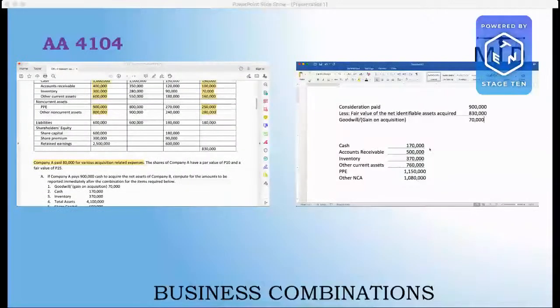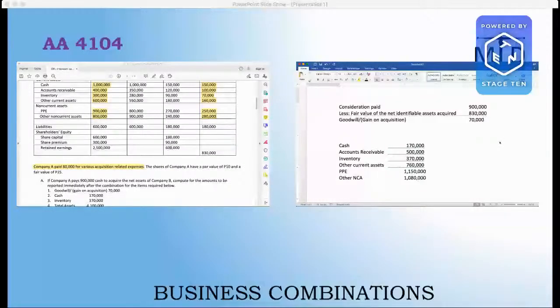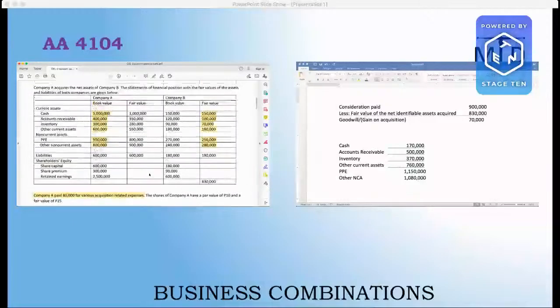In case the amount that results from this computation is a negative amount, that would mean you have a negative goodwill or a gain on acquisition. Okay, so the consideration paid, which is already given in the problem, is 900, while the fair value of the net assets is 830, computed by adding all the fair values of the assets deducted by the fair value of the liabilities of the acquiree. 900 minus 830 would give us a goodwill of 70,000.